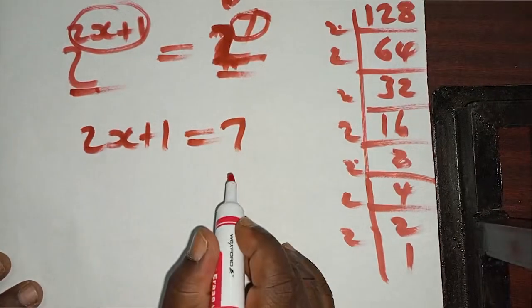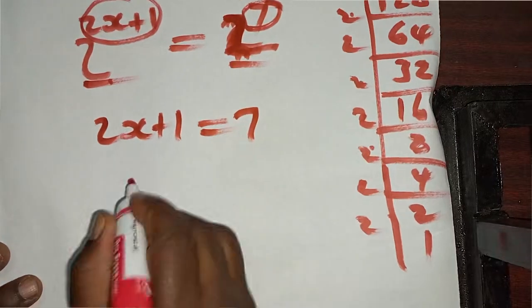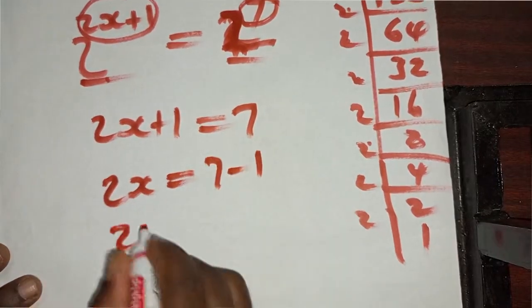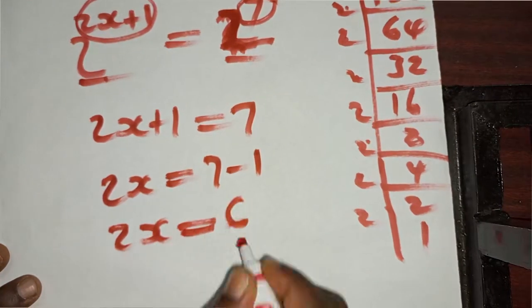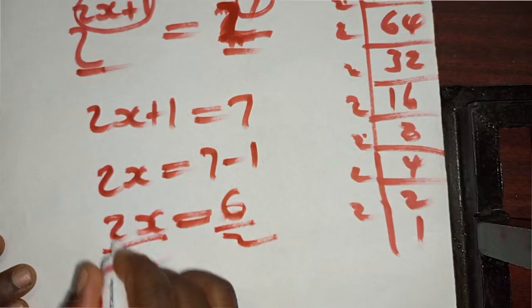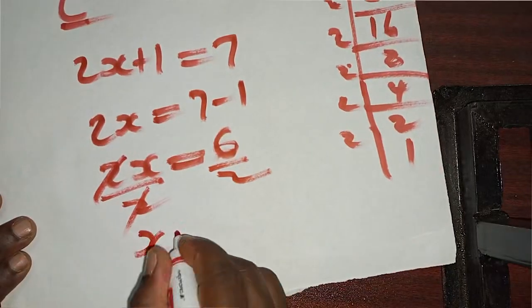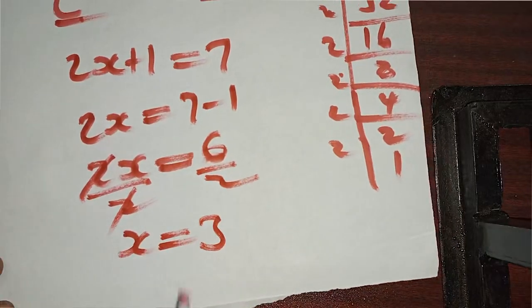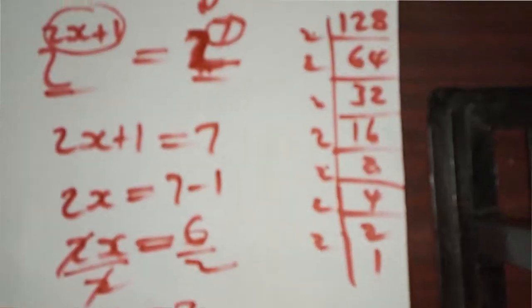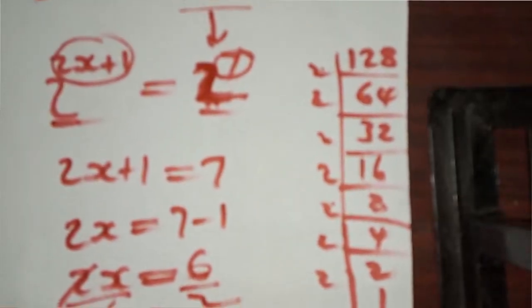Then solve this simple linear equation where we're going to have 2x equals 7 minus 1. We have 2x equals 6. Now divide both sides by 2 here. So we have x equals 3. So which means we have solved this particular exponential function.